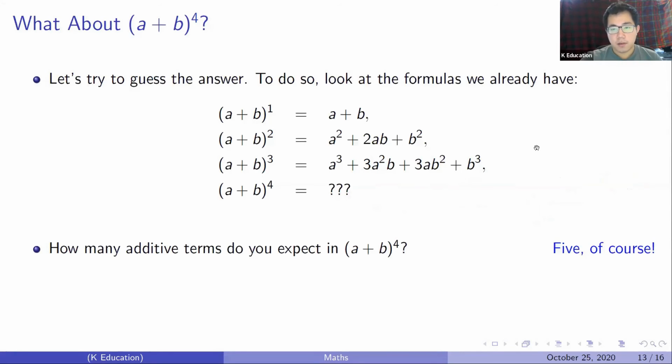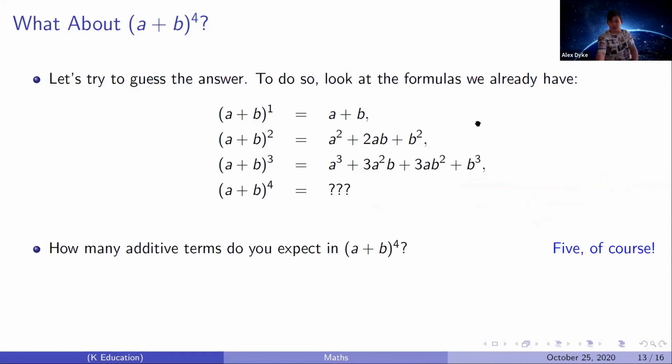So yeah, we expect to have 5. Yeah, Alex? Another way to remember it would be, depending on the power, going positive numbers, like a plus b to the power of 1, there would be 1 addition sign. A plus b to the power of 2 would be 2 addition signs, and so on and so forth.